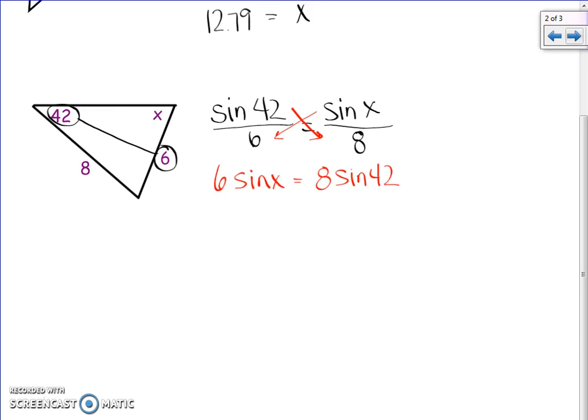Now what? What should we divide by? 6. Okay, remember sine x is one item, so we can't divide by 6 sine. They aren't connected together. They're being multiplied. So we divide by 6.